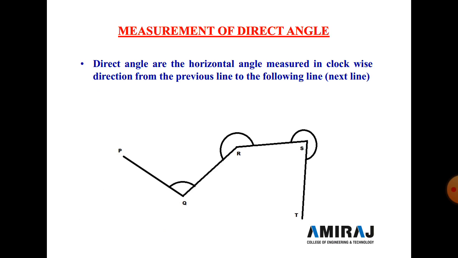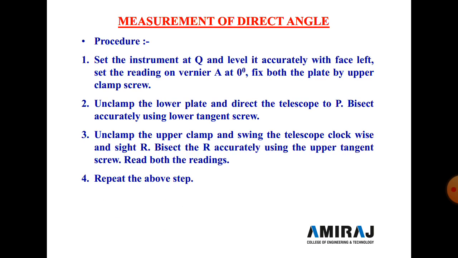Now, measurement of the direct angle. How to measure the direct angle? Direct angles are horizontal angles measured in a clockwise direction from the previous line to the following line, the next line. Here the procedure is given to measure the direct angle.